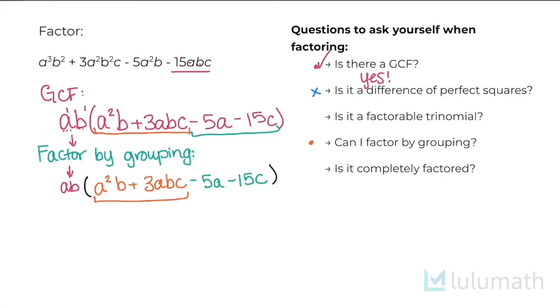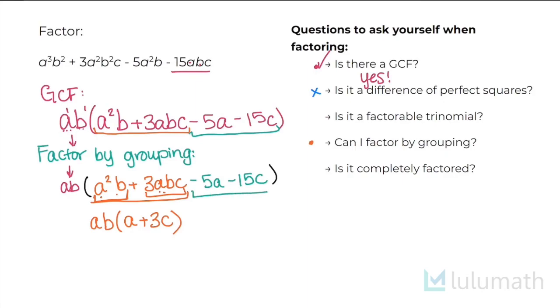Taking a look at my first group, they have an A and a B in common. So I'm going to factor out an AB. And when I factor it out of my first term, I have an A left over. And when I factor it out of my second term, I have a 3C left over. And I will close that bracket.